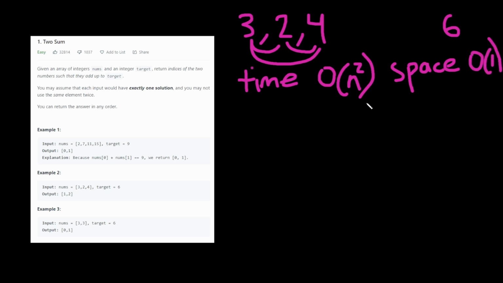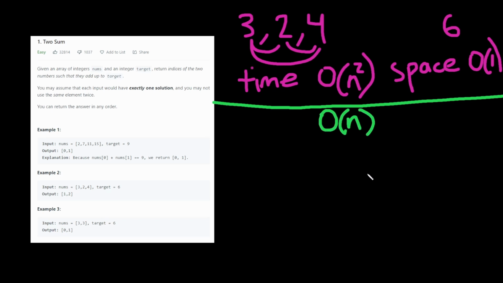So now, how do we improve upon this solution? Well, we ideally want to get to an O of n solution. So the way I like to think about this is we can transfer some of the complexity from the time to some of the complexity in the space. So if we can get an O of n time complexity algorithm, maybe that'll require us to get an O of n space complexity algorithm.